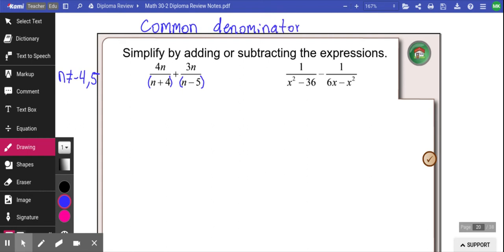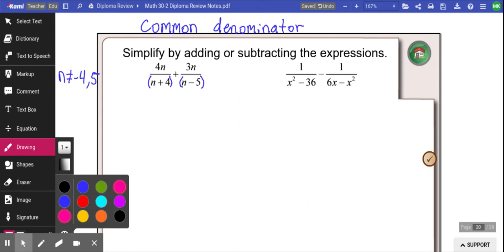The way we get common denominators is by multiplying each fraction by what the other fraction has in the denominator that it doesn't have. So for instance, the first fraction has an n plus 4. I don't think that it has a plus 4. I think it has an n plus 4, right? It has that entire binomial, that entire package.